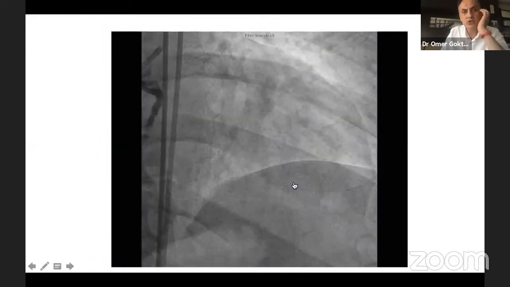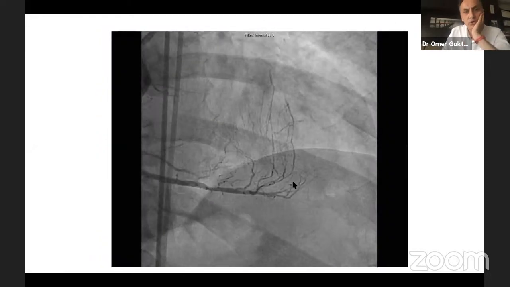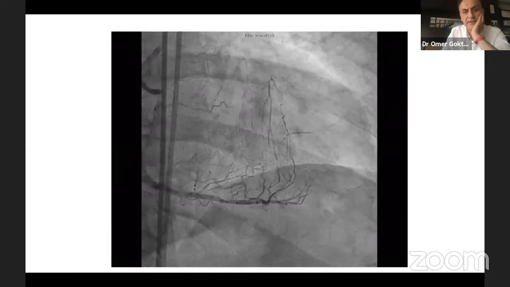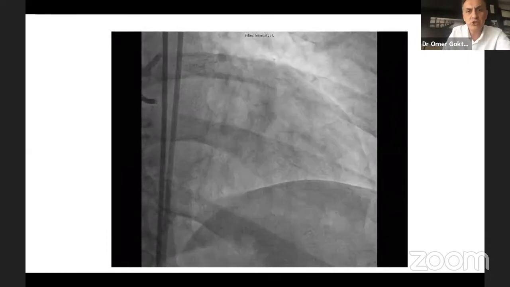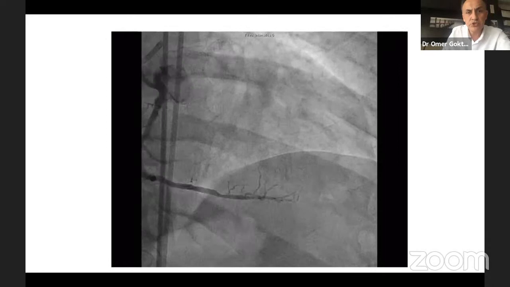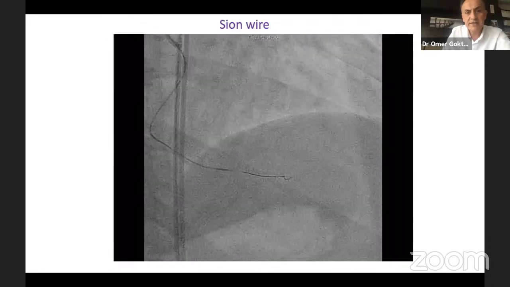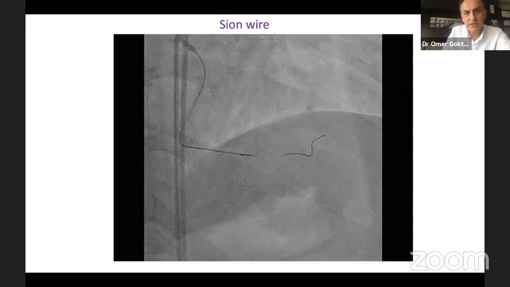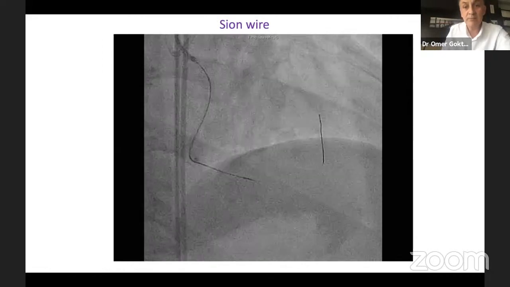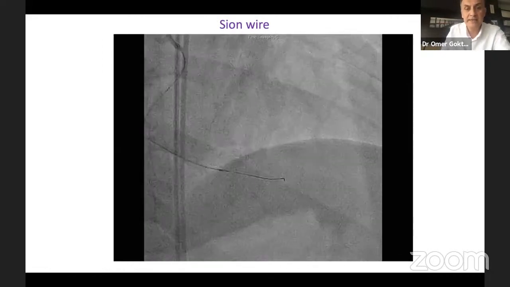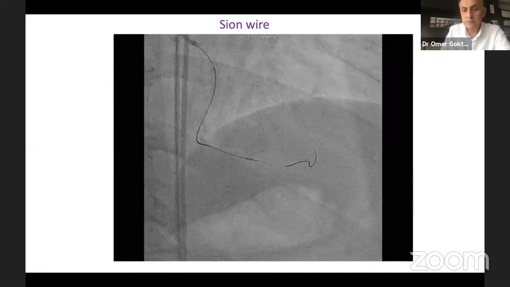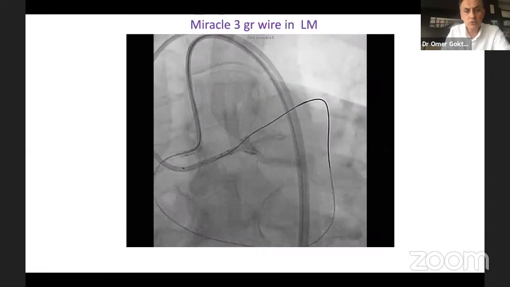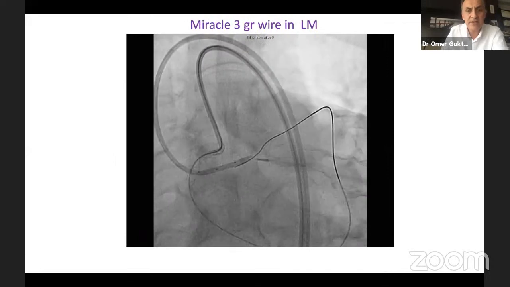We can use IVUS guidance for the retrograde approach. Sometimes we really need it. This is a LAD CTO. We use the retrograde approach here after antegrade failed. The Sion wire crosses the septals. You see how close it is. Sometimes from RCA to LAD, it's very difficult. We should know that. We should spend some time.